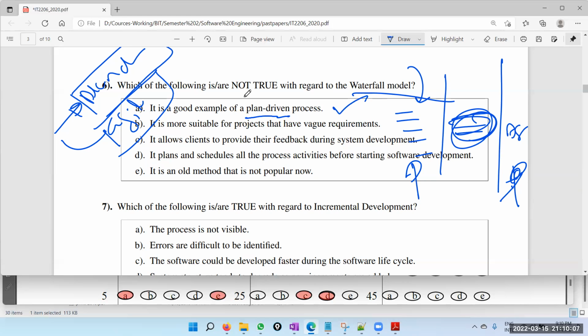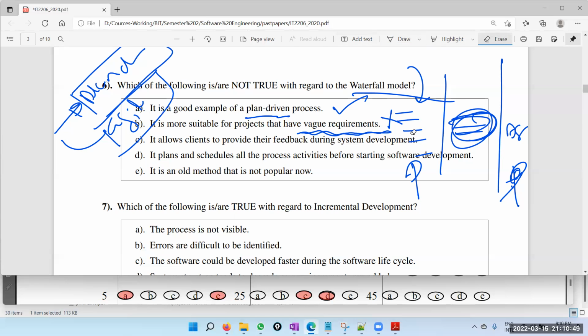Right? What we need is not true. It is more suitable for projects that have vague requirements. So when we have vague requirements, can we finish requirement analysis and go to the design? No, right? While we are developing, we have to gather those things. It can be argued both ways, but usually when the requirements are vague or ambiguous, how can we upfront finish requirement analysis? So therefore, I will say no.